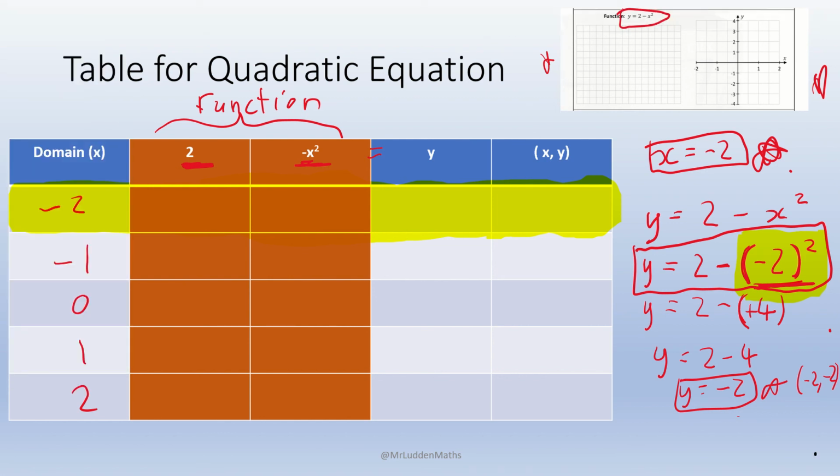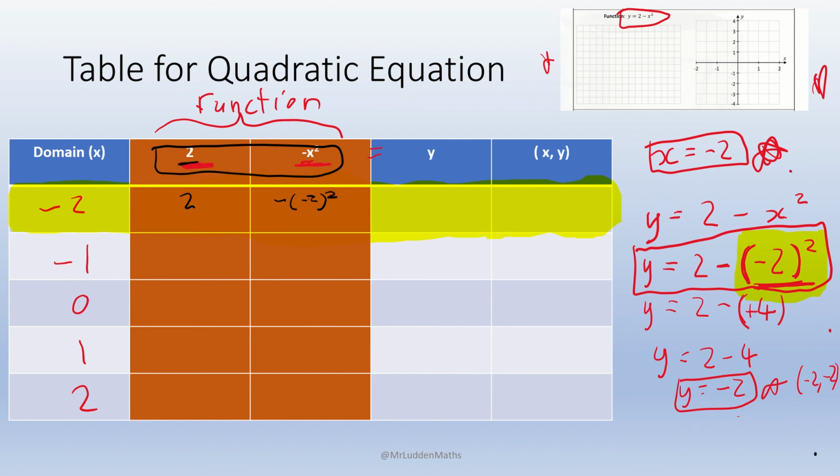For this, if I was to just fill in what I've done here, just fill it into my table on my first line here, the one that I've highlighted. If x is minus 2, and I'm substituting it into this function here, I'm going to end up with 2 minus minus 2 squared.